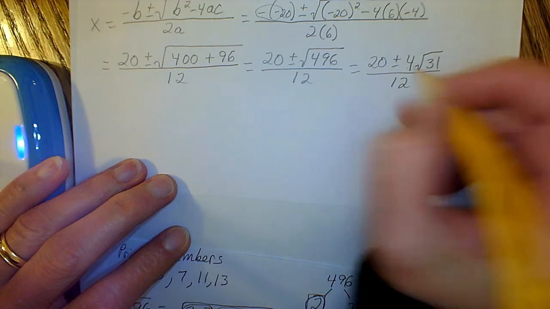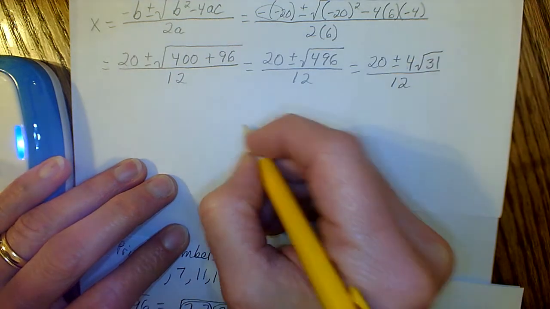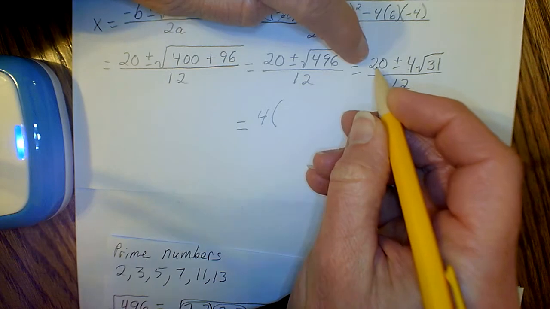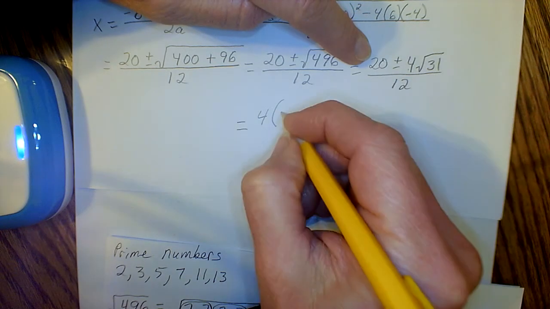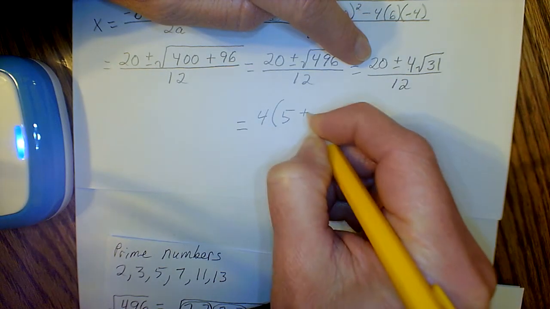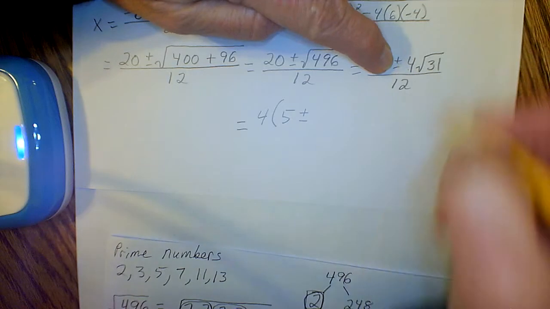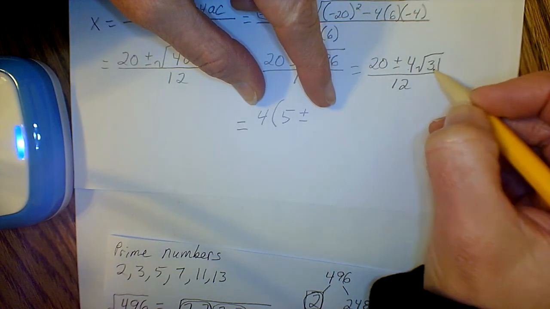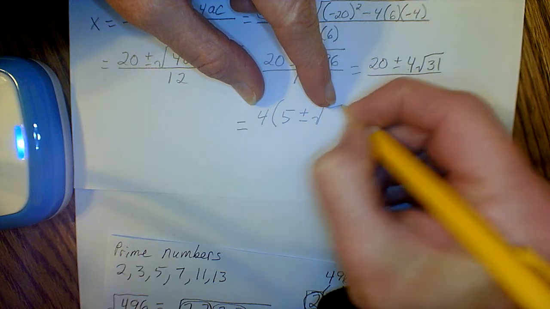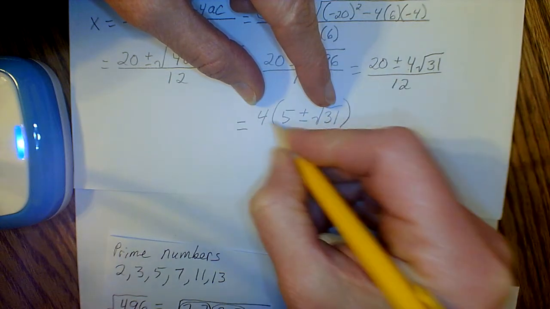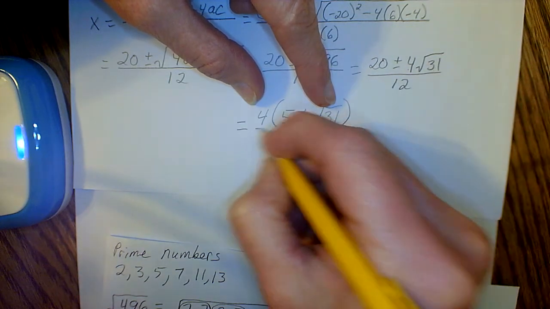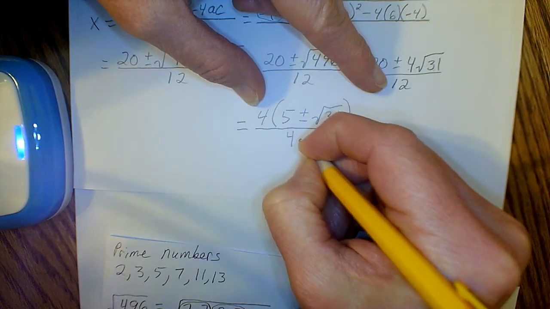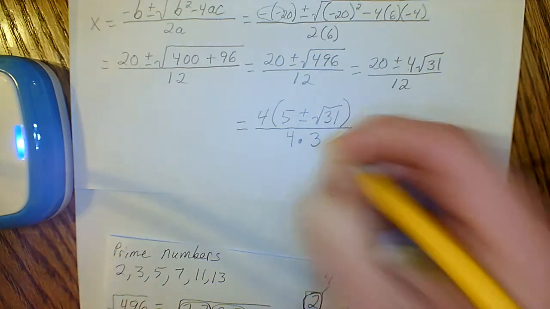So we need to factor out a 4 from our numerator. So 4 times what gives us 20? Well, it'll be 4 times 5. And now we'll put our plus or minus symbol in there. 4 times what do I write here that gives me the 4 square root of 31? Well, square root of 31 is what I multiply by 4 to get 4 square root of 31. And that's all over 12. But remember, we said 12 is the same thing as 4 times something. 4 times what? 4 times 3.